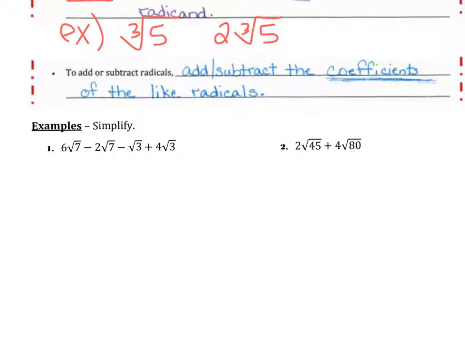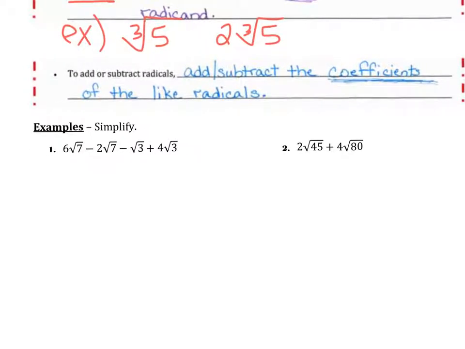So that's important to notice that we are using the like radicals idea. Just like with variables, you would look for like terms and add x's with x's, or y's with y's. Same thing with our radicals. They have to be like radicals in order to add or subtract them together. So let's look at the first example and see if we can find some like radicals that we can add together.